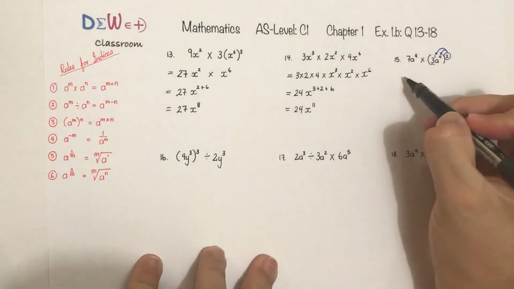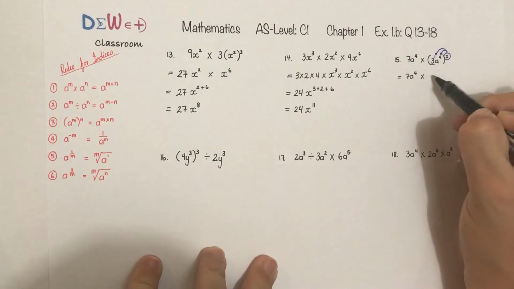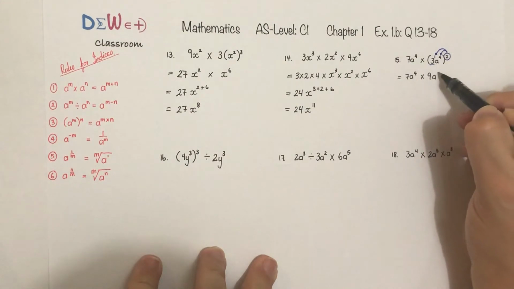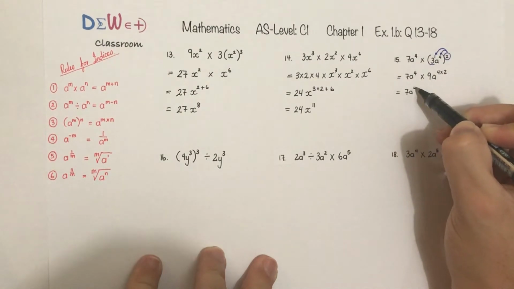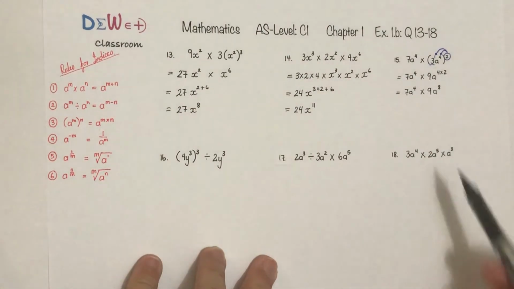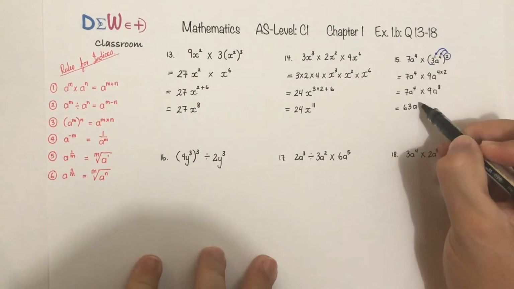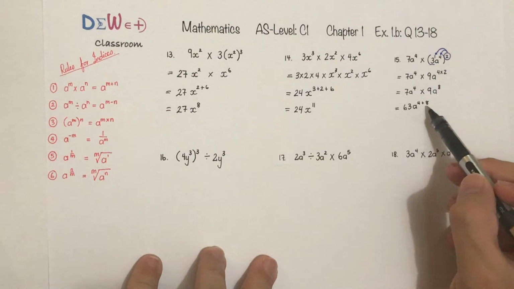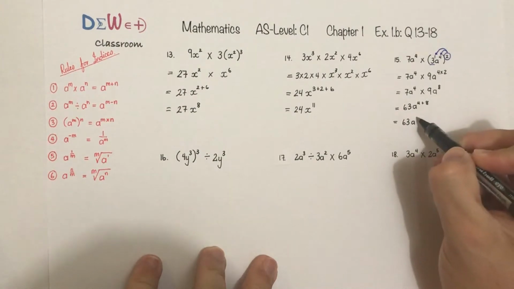So, considering that, we have the following: 7a to the power 4 multiplied by 3 squared, which is 9, and a, in this case 4 multiplied by 2. This gives us 7a to the power 4 multiplied by 9a to the power 8. 7 times 9 gives us 63, and we have a to the power 4 multiplied by a to the power 8, and that is 4 plus 8, which means we have 63 a to the power 12.